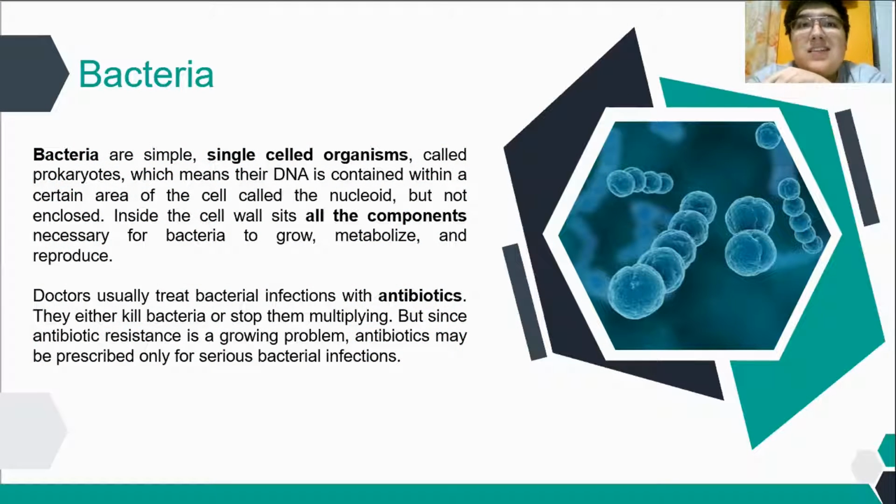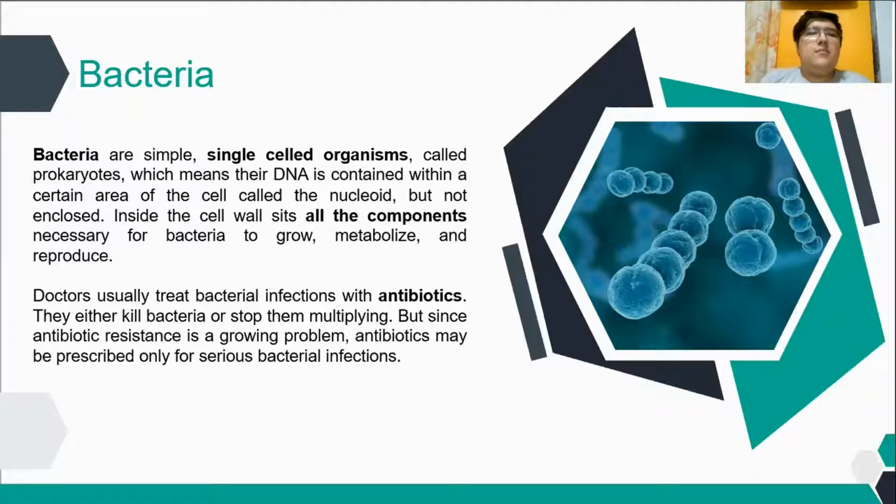Bacteria are simple, single-cell organisms. We can call them prokaryotes because their DNA isn't enclosed. Their DNA is contained in a certain area of the cell called the nucleoid in the cytoplasm. In this place, we can find all the components that are necessary for bacteria to grow, to metabolize, and, the most important, to reproduce. This last is the most important because it's the principal difference from the virus.